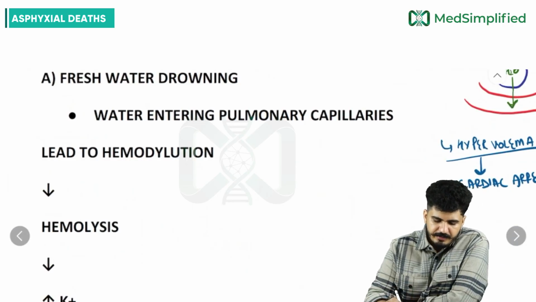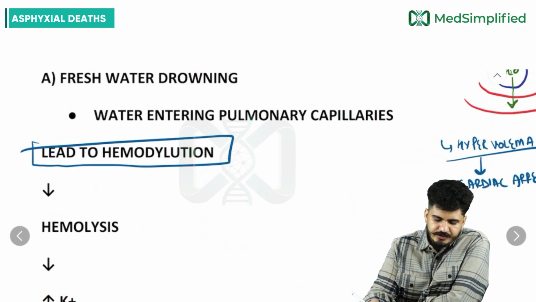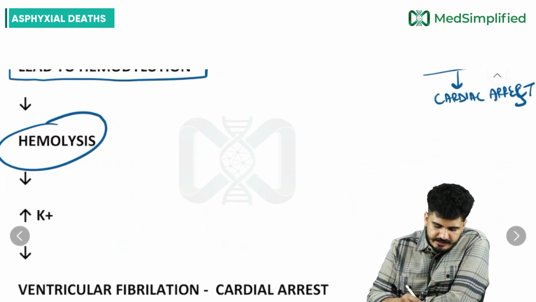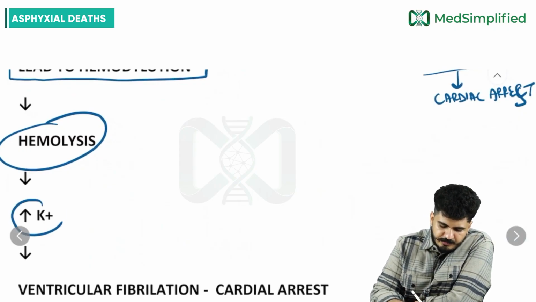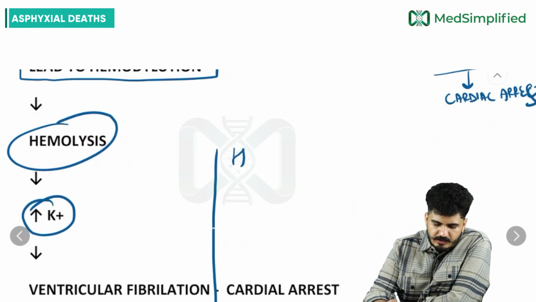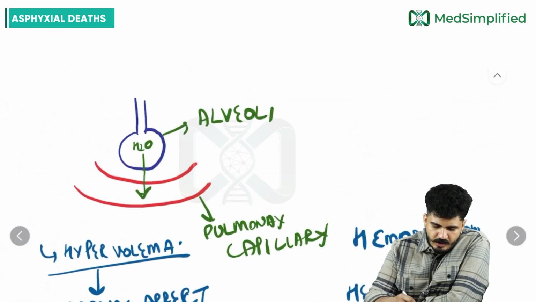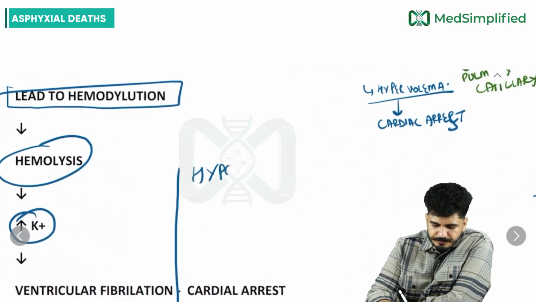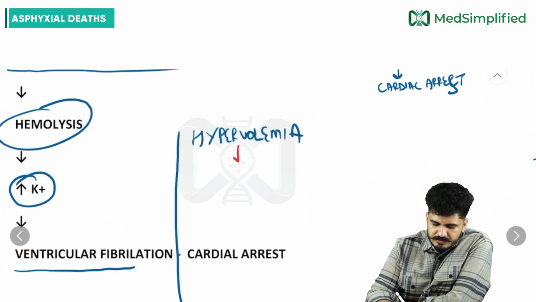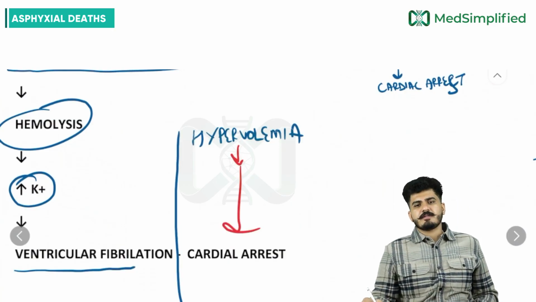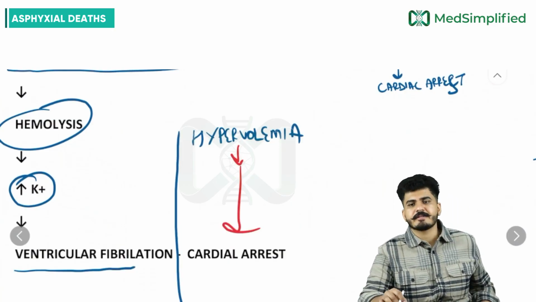Water entering the pulmonary capillaries leads to hemodilution. Then it will lead to hemolysis, and there will be ventricular fibrillation because potassium is increasing. Cardiac arrest is happening the moment there is hypervolemia, because a lot of water is entering the pulmonary capillaries. Because of this hypervolemia, there will be a lot of congestion. A lot of congestion will lead towards a cardiac arrest right here, sir.